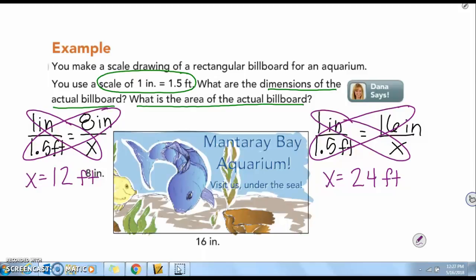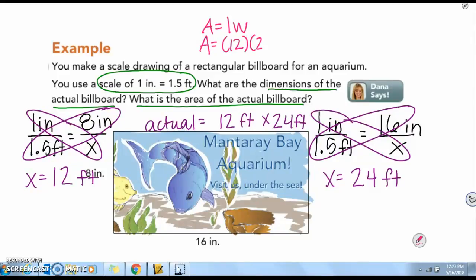So the actual dimensions are 12 feet by 24 feet. The second part of the problem asks us to find the area of the actual billboard. To find area, we multiply length times width. So that's going to be 12 times 24. We multiply 12 times 24.